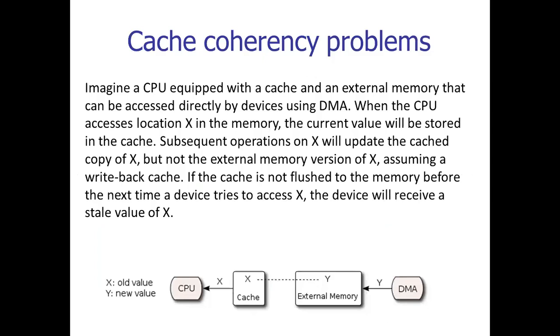Cache memory problem: imagine a CPU equipped with a cache and an external memory that can be accessed directly by a device using a DMA. When the CPU accesses location X in the memory, the current value will be stored in the cache. Subsequent operations on X will update the cache copy of X, but not the external memory version of X. Assuming a write-back cache, if the cache is not flushed to the memory before the next time a device tries to access X, the device will read the stale value of X.